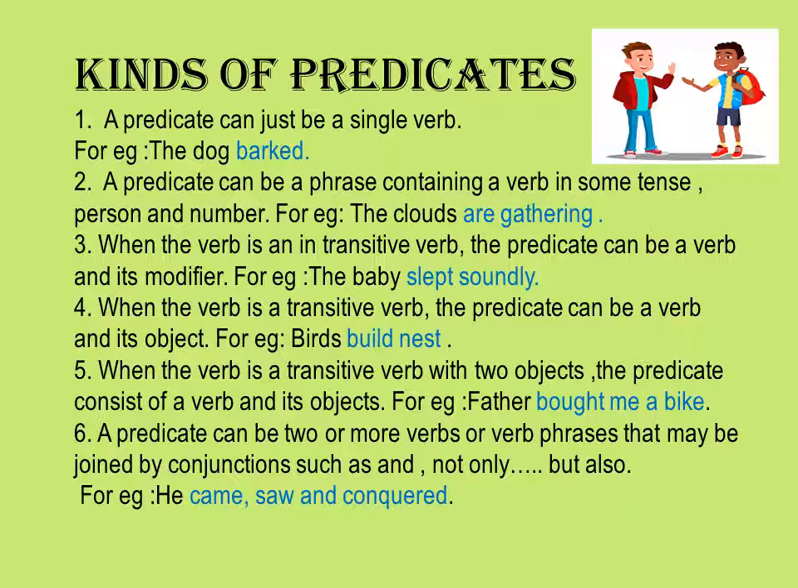A predicate can be two or more verbs or verb phrases that may be joined by conjunctions such as and, not only, but also. For example, he came, saw, and conquered. Means came, saw, and conquered, all these three make a predicate. I think I have made all the points clear to you regarding the kinds of subjects in the various sentences and kinds of predicates in the different sentences.